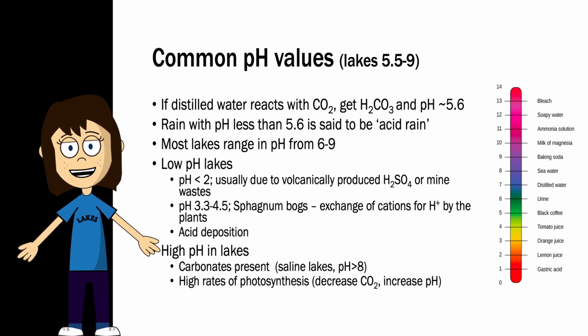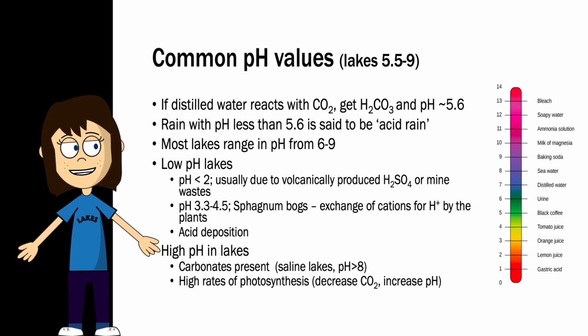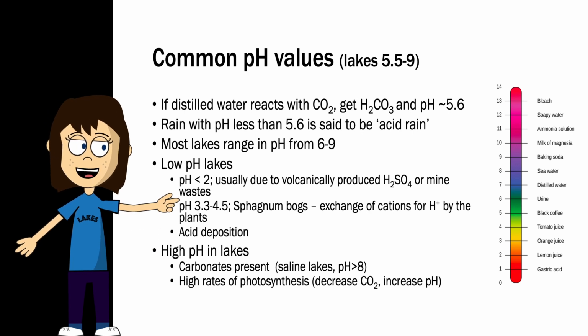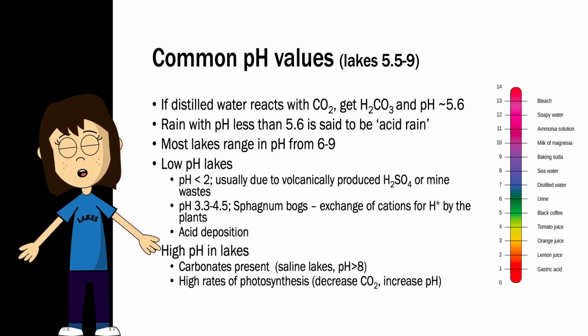But lakes tend to have a higher pH than rain, because of ions that are derived from the weathering of rocks that raise the pH. But there are naturally low pH lakes. Lakes with pH less than 2 exist, and these are usually due to volcanically produced sulfuric acid or human discharges of mine waste. Also, many bogs have low pH. Some sphagnum bogs have a pH between 3.3 and 4.5, and this is due to the exchange of cations for hydrogen ions by the plants. We can also have low pH lakes due to the atmospheric deposition of acid rain.